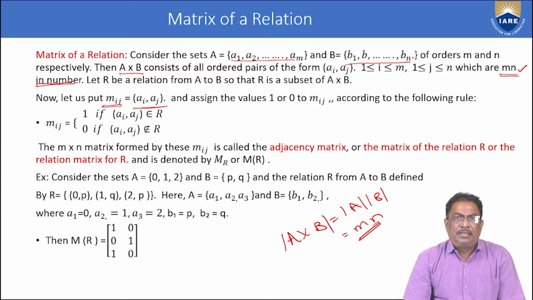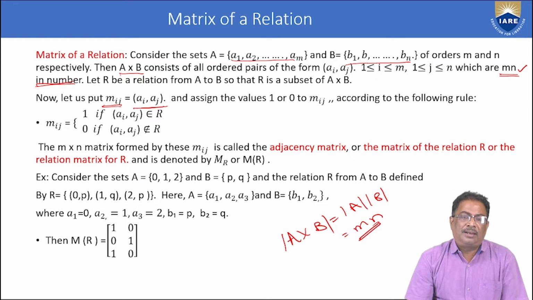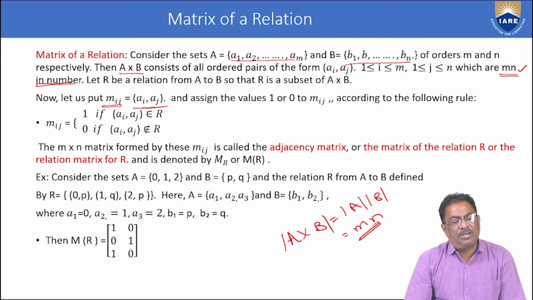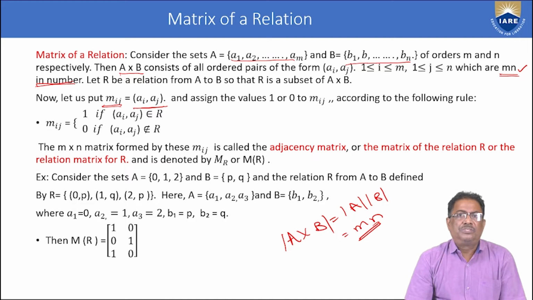So for that, for any ordered pair (ai, aj) which is a member of the relation, the corresponding position we have to keep as 1, otherwise we keep it as 0. So Mij is equal to 1 if the ordered pair (ai, aj) belongs to R, otherwise it will be 0.